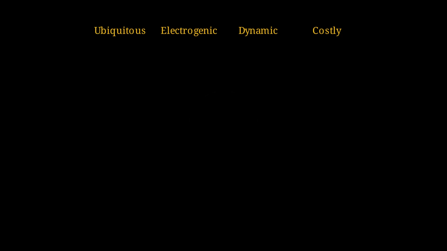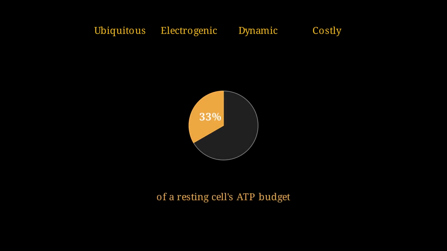One last characteristic is its energy cost. Running constantly isn't free. It alone can burn through a large share of a resting cell's ATP, sometimes even a third or more in neurons.